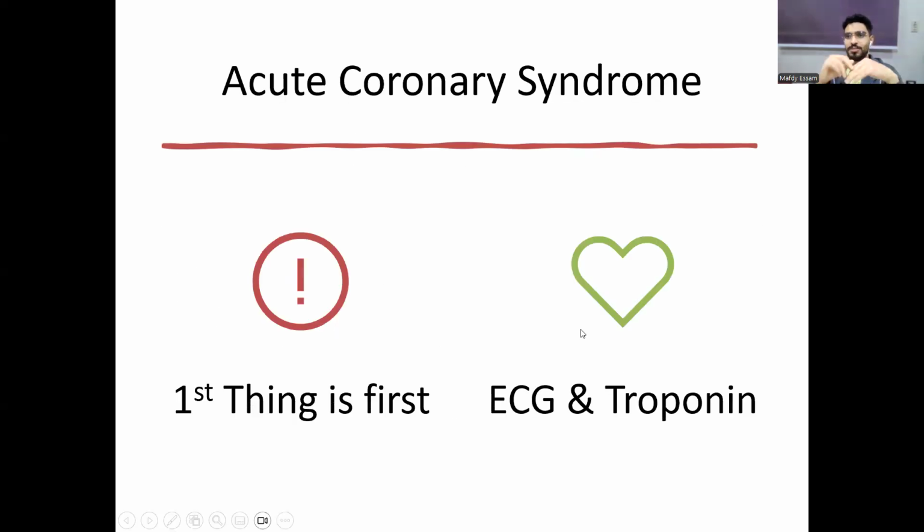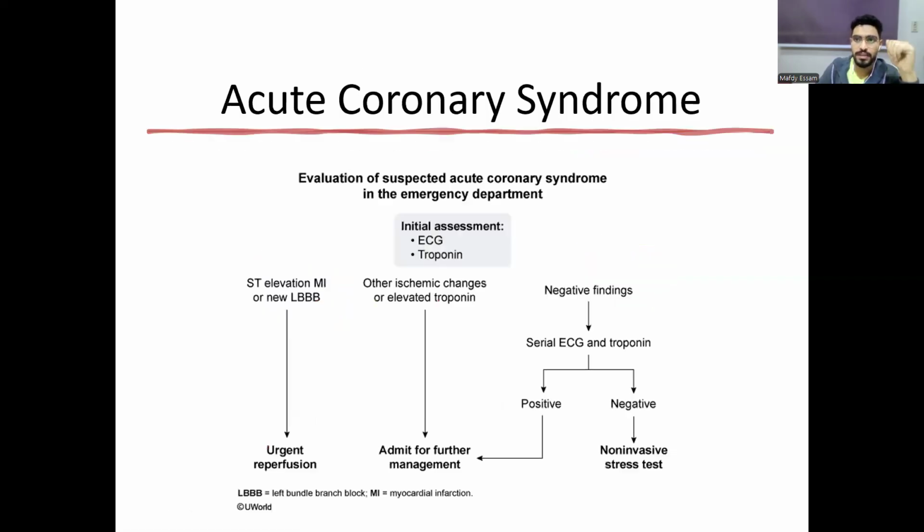For acute coronary syndrome, this is the patient who's coming to the ER with acute sudden onset excruciating chest pain. First thing first, I should do an ECG and troponin level, which is a cardiac enzyme inside myocardiocytes. And accordingly, I will manage. If this is a case of STEMI, I need to do an urgent reperfusion. If this is a case of unstable angina or non-STEMI, I will admit the patient and see if he's a candidate for angiography.